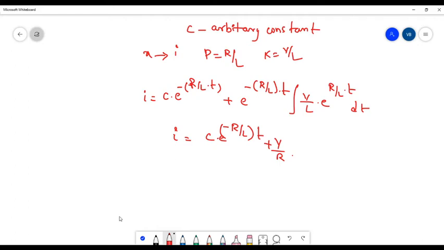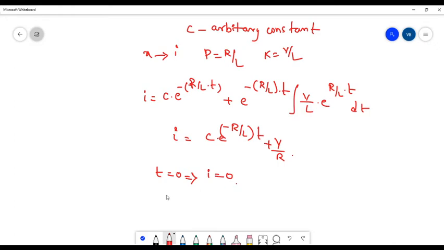So whenever time t equals 0, at that time, is any current produced?